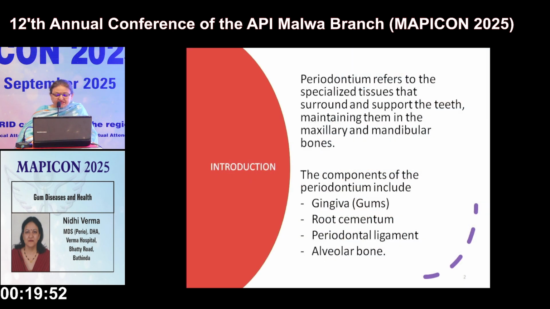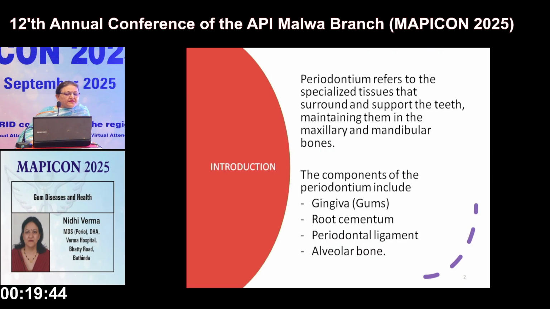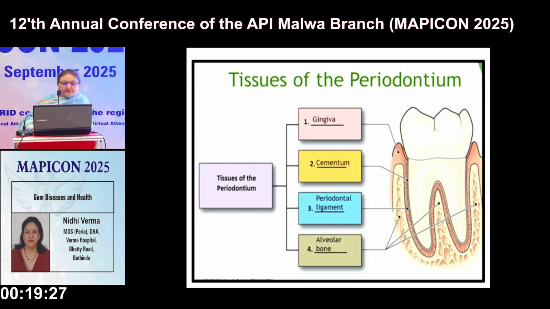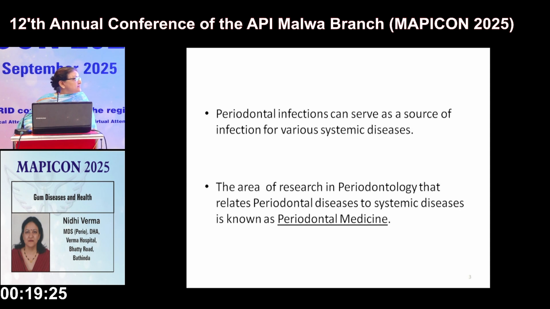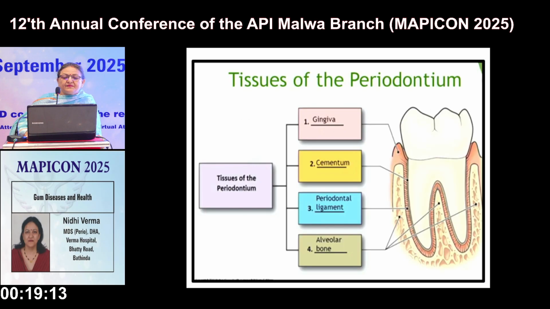The topic of my discussion is gum diseases and your health. Periodontium refers to the specialized tissue that surrounds and supports the teeth, maintaining them in the maxillary and mandibular bone. The components of the periodontium include gingiva, cementum, periodontal ligament, and the alveolar bone. Periodontal infections can serve as a source of various systemic diseases, and the area of research in periodontology that relates periodontal diseases to systemic diseases is called periodontal medicine.